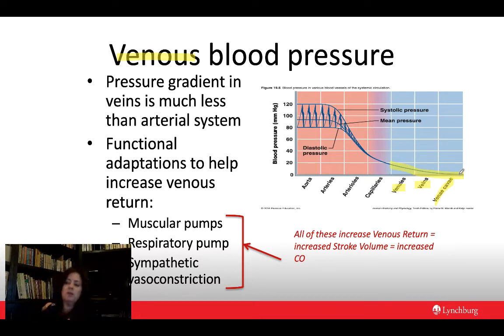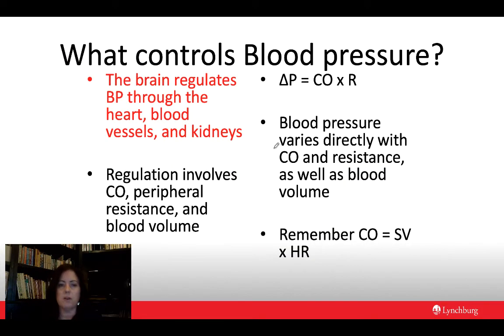So venous blood doesn't have the push of that large pressure gradient. So it needs some help. Veins hold a lot of blood in our pathway. They hold like 65% of our total blood volume at any point in time. And they need some help dealing with all of that blood, bringing it back up to the heart. So we have what we call functional adaptations that are going to increase venous return back to the heart.